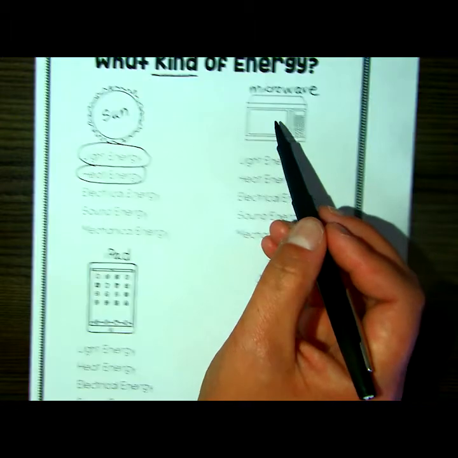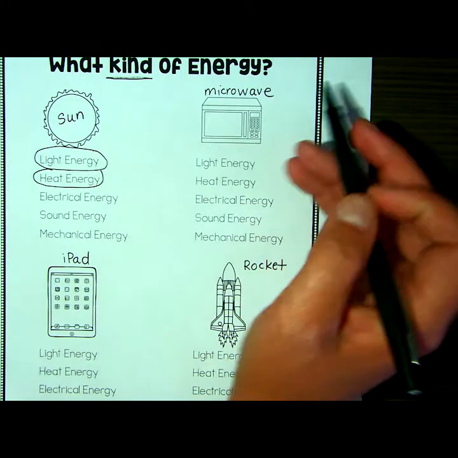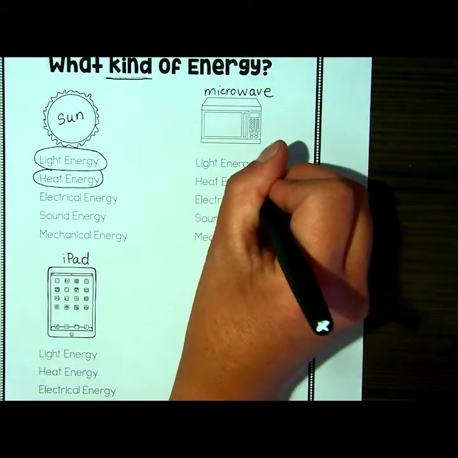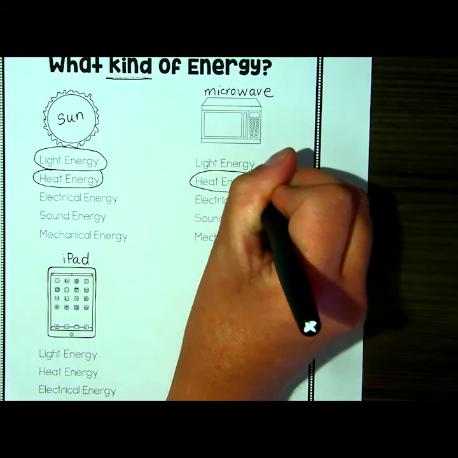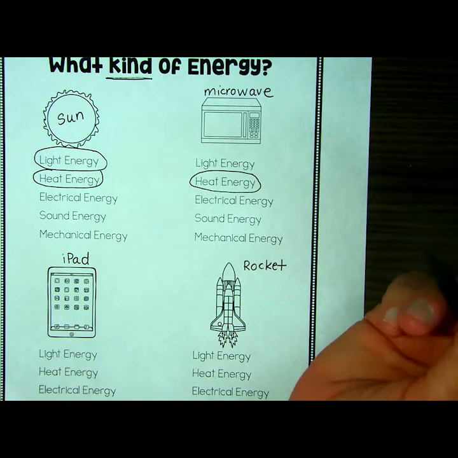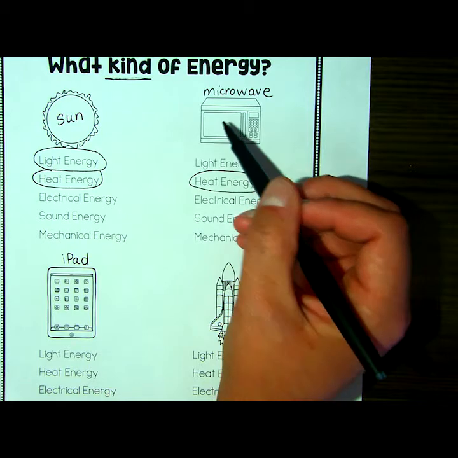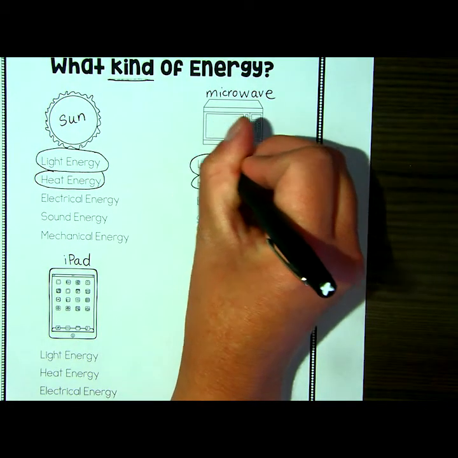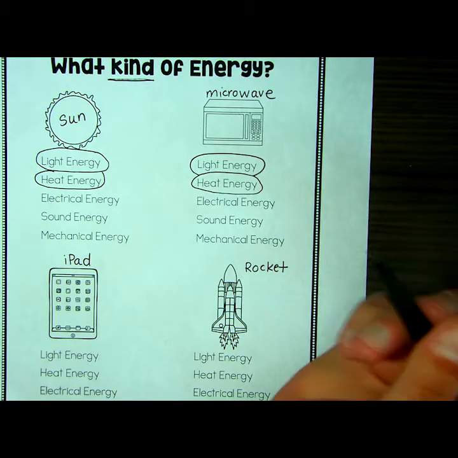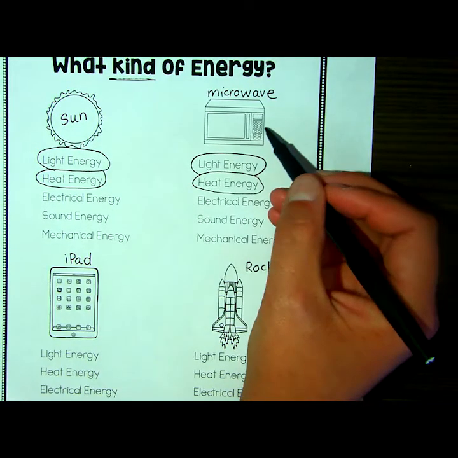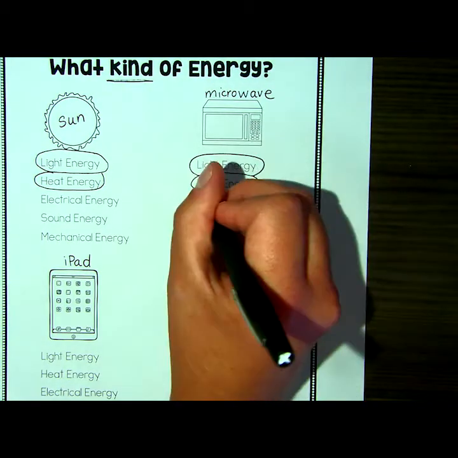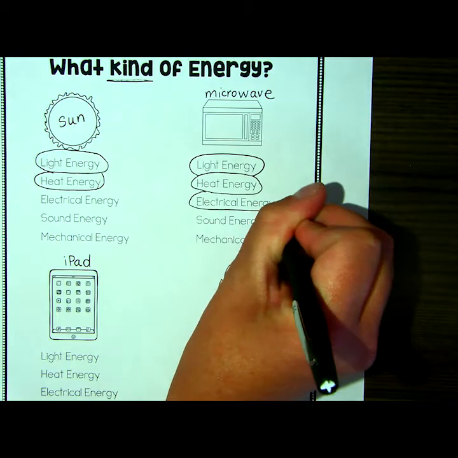Now let's look at the second object, a microwave. Well, hopefully you own a microwave at home, and you know that the first one that we think about is probably heat energy. You put food into the microwave to heat it up. We also know that there's a light that turns on inside of our microwave. It's producing light energy. Now, we also know that our microwave is plugged in. So the kind of energy that it requires or uses is electrical energy.